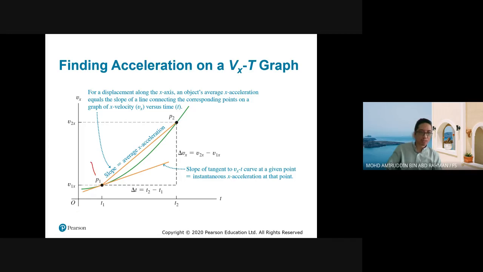So you make the tangent. This point should be 90 degrees with this straight line. Okay.